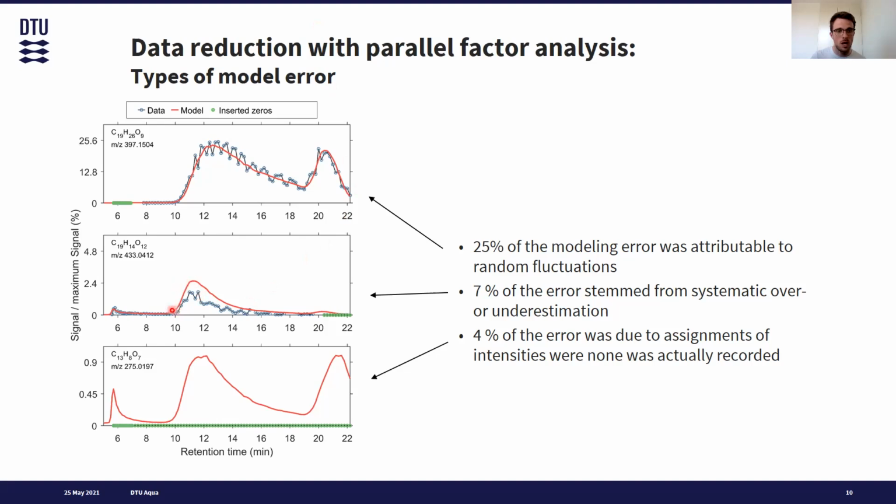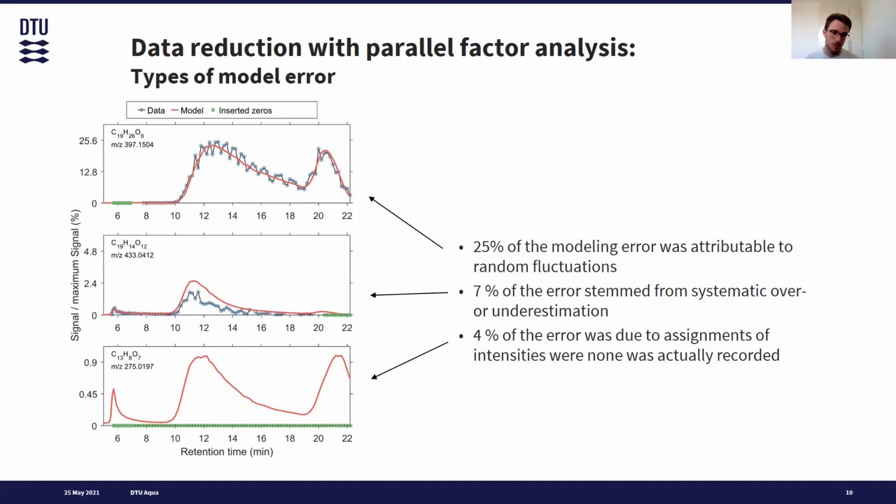So here in the middle, you can see that the model wants to fit more abundance to this particular molecular formula in a particular sample than the raw data would suggest. So this is a systematic kind of bias.